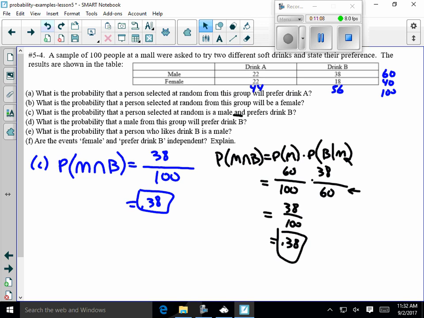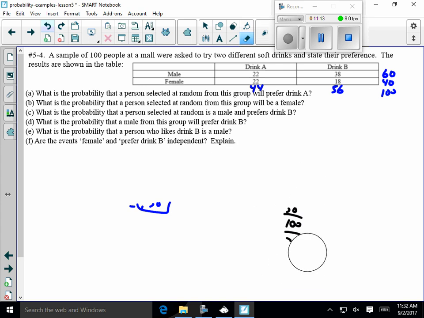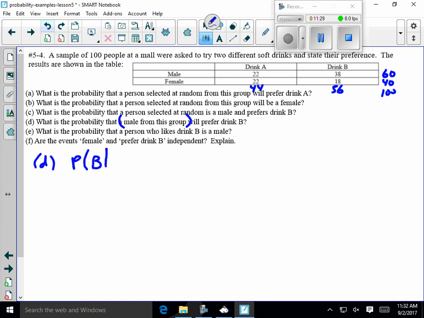Okay, let's look at D. D says, what's the probability that a male from this group will prefer drink B? You have to be careful in the wording here. "A male from the group" is kind of a parenthetical comment. We're really finding the probability that somebody prefers drink B, given that the condition is that they're male. So this is really a conditional probability. What's the probability that they drink B, given the condition, which I could put in parentheses, that they're male? That means I'm going to use only the male part of the table to be the denominator.